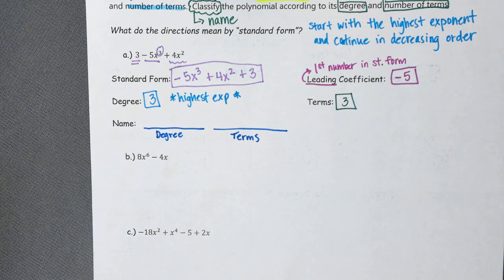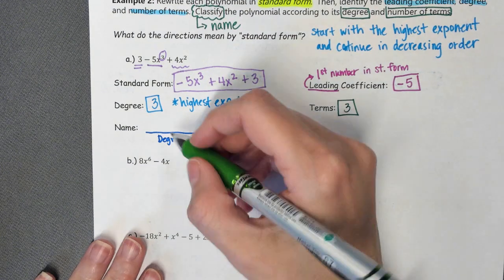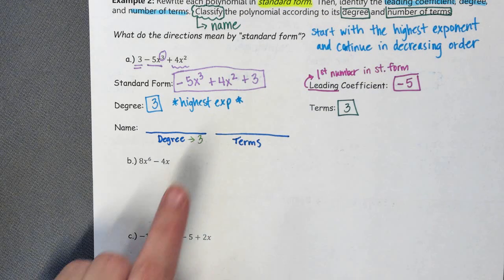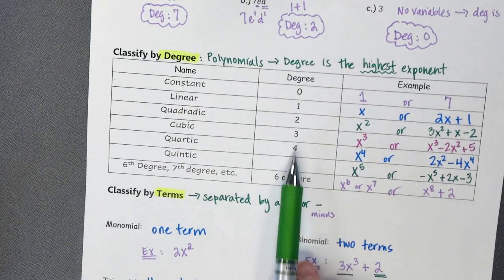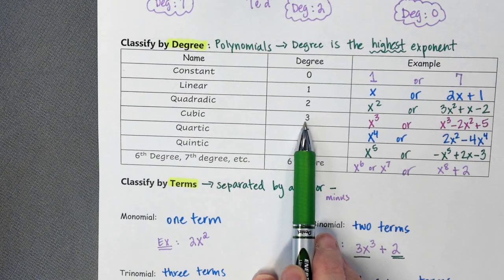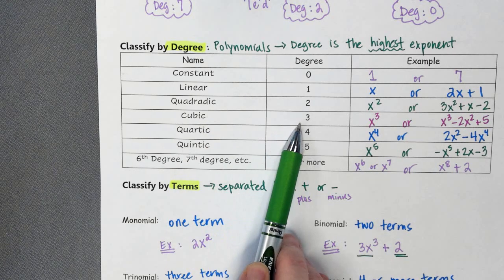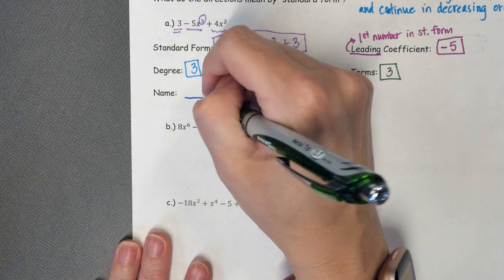Okay, so we know the degree is 3. So let's go back to our chart on the other side. If the degree is 3, the name is cubic. So you can find it in your table. So the first part of the name is cubic.